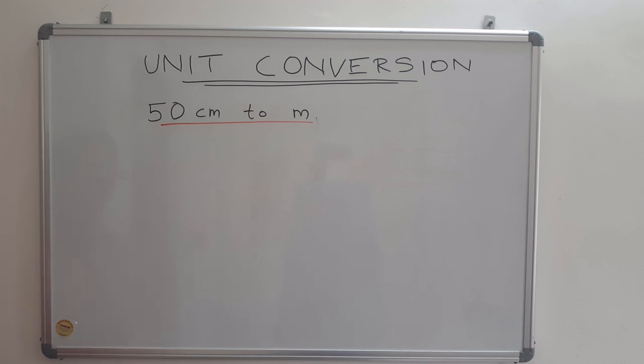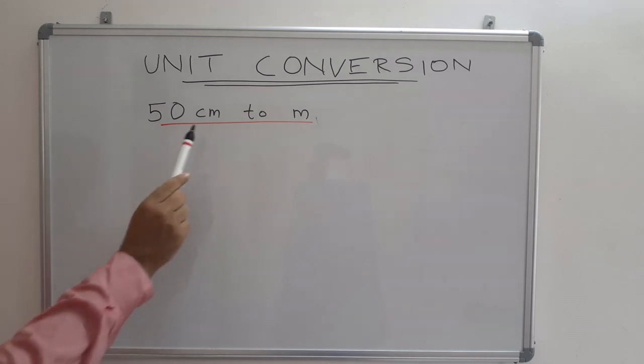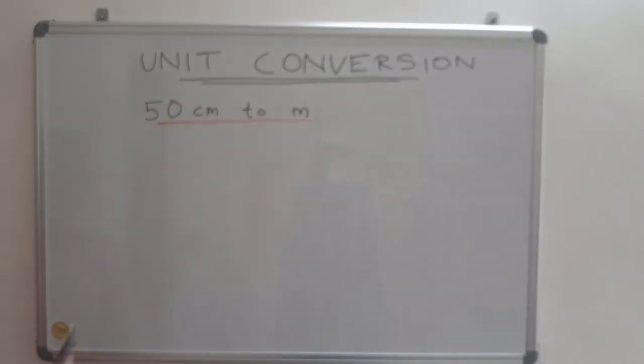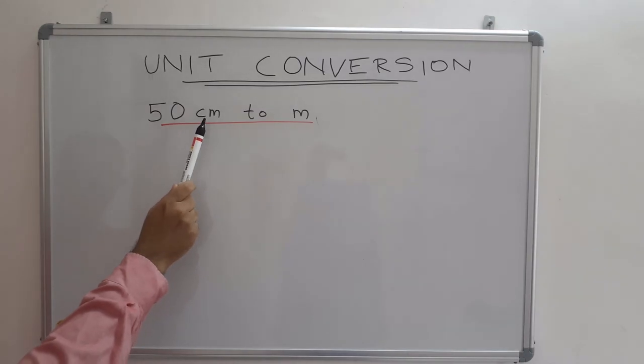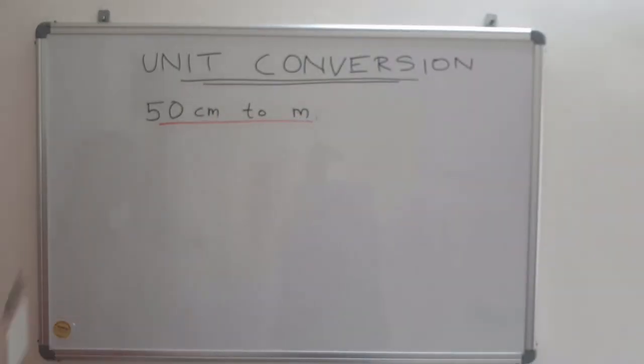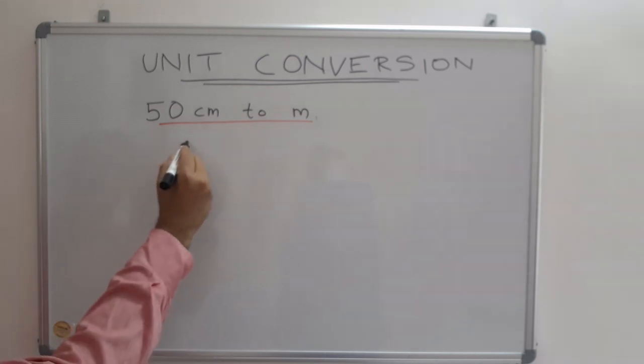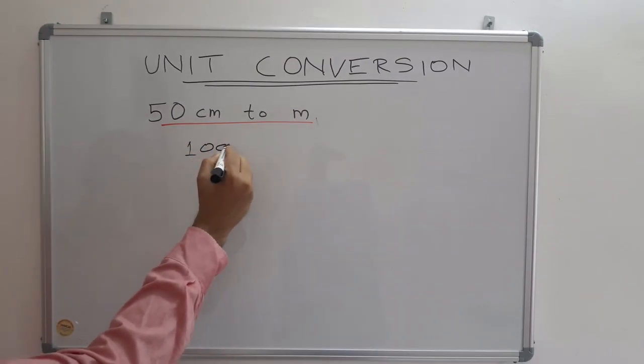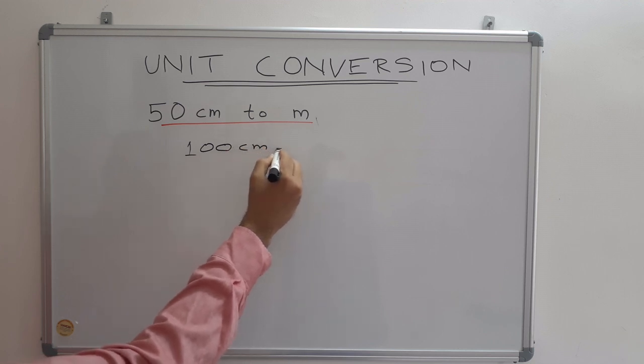Here we have to convert 50 centimeter to meter. So the conversion is from centimeter to meter. Here centimeter is the source unit and meter is the target unit. So in this method, we need to arrive at what is one source unit equal to target unit. It's very easy to remember that 100 centimeter is equal to 1 meter.